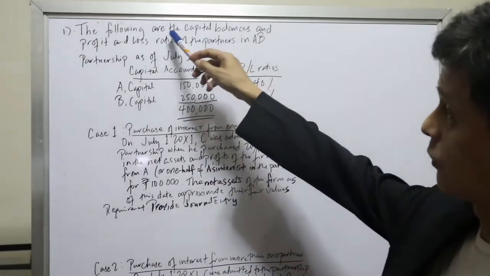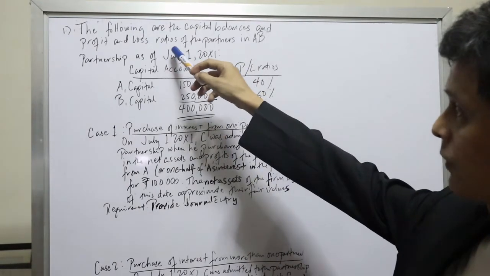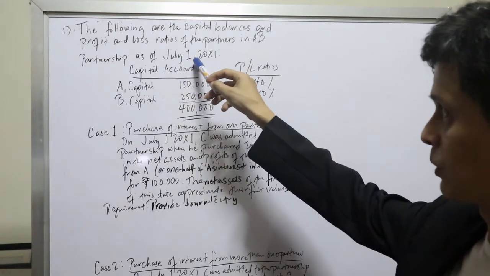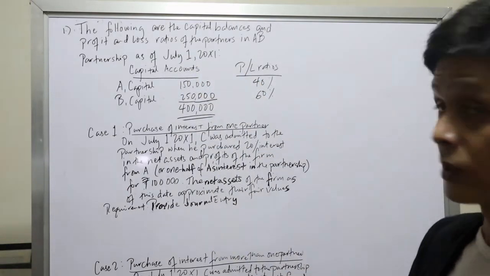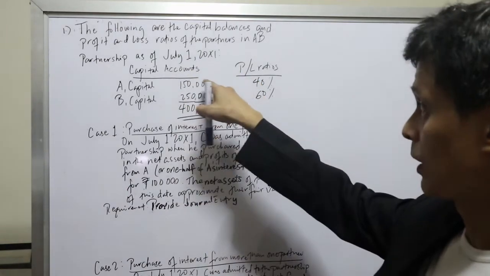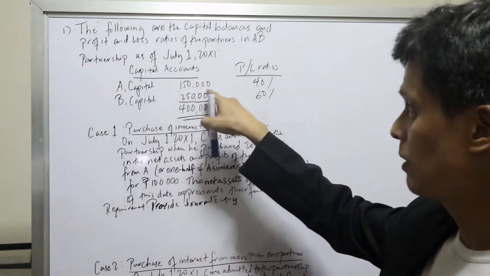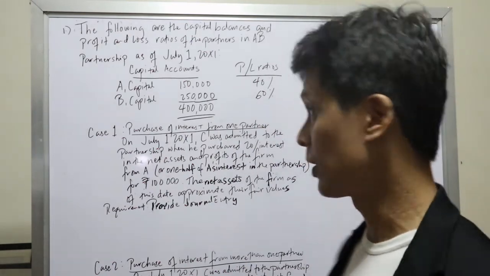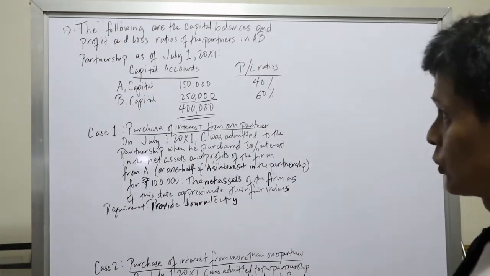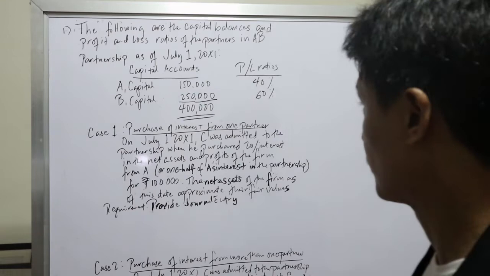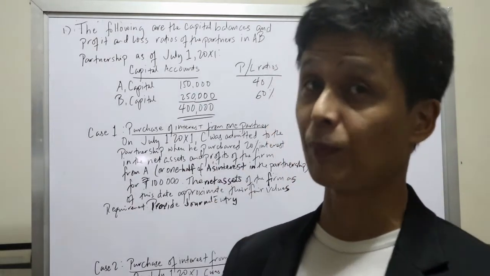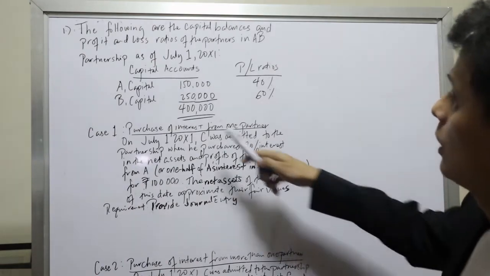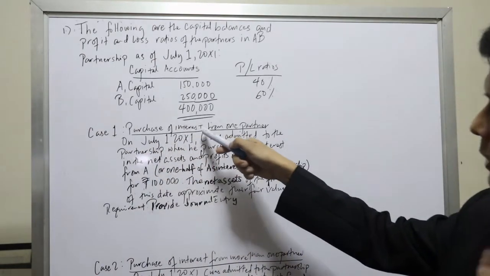The following are the capital balances and profit and loss ratio of the partners in the A and B partnership as of July 1, 20X1. Capital accounts: A has 150,000 and B has 250,000, for a total of 400,000. And we have their P&L ratio, which is how they divide profits. If you want to check that video on operations or division of profits, I placed a link here.